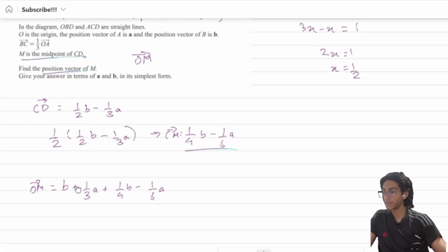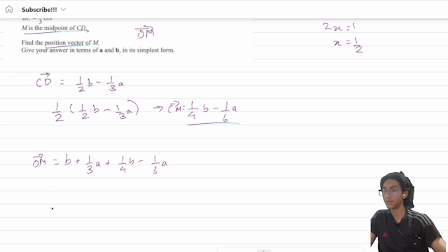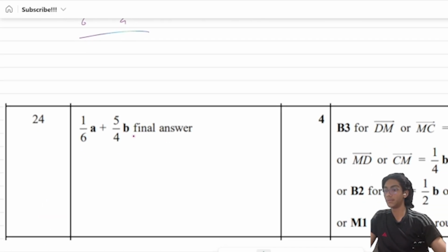Now we just need to simplify this and we will get our final answer, hopefully. So 1 over 3a minus 1 over 6a equals 1 over 6a. You could do this on your calculator. This is a calculator paper. And b plus 1 over 4b is 5 over 4b, right? And this is the final simplified answer, which if we check in the marking scheme that I've pasted a part of over here, is correct.